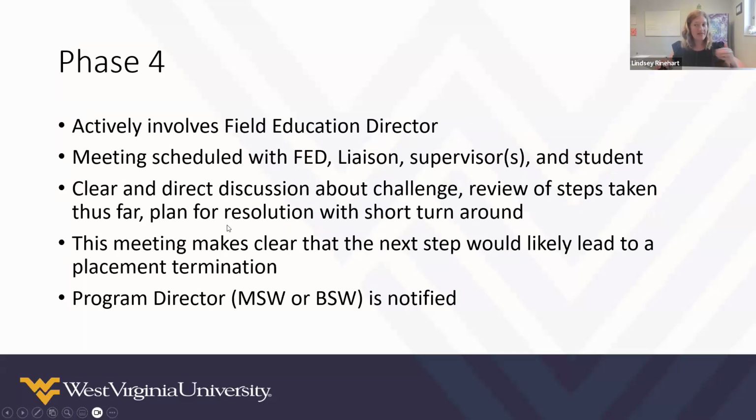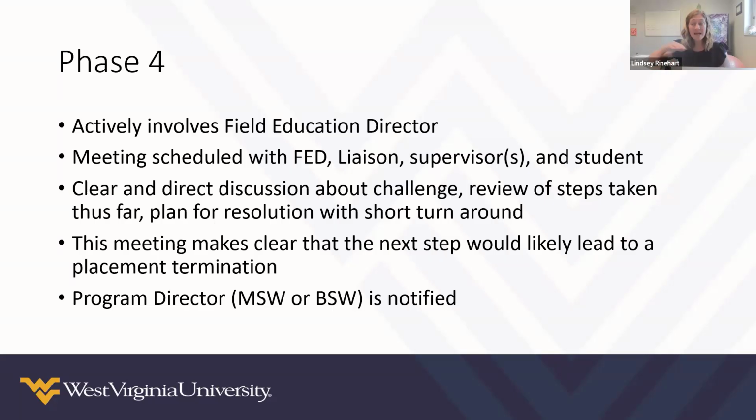This is going to involve me as a field education director. So we would have a meeting with myself, the liaison, the supervisor, and the student. There would be a clear and direct conversation about what's going on, again a review of steps taken so far. What is the plan for resolution? At this point, we're going to have a very short turnaround. If we've been dealing with a problem and we've escalated it up this high, we don't want to let things linger much longer. We want to figure out if this can be addressed or not. So we're going to have a pretty quick turnaround, depending on the circumstances. Maybe this is a couple of weeks, but again, looking at timing. And so we would have that clear plan.